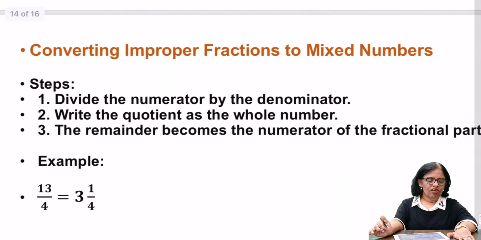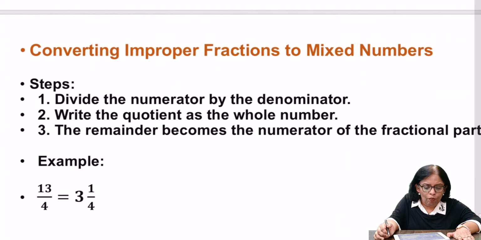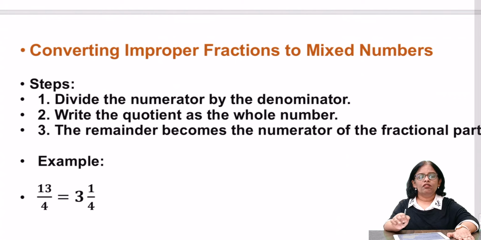Now the next is converting improper fractions to mixed fraction. So there are 3 steps. First is divide the numerator by the denominator. Second is write the quotient as the whole number. Third is the remainder become the numerator of the fractional part. Don't get confused. I'm going to explain this with the help of example. Immediately you will understand it.